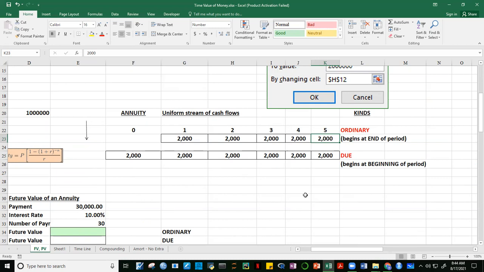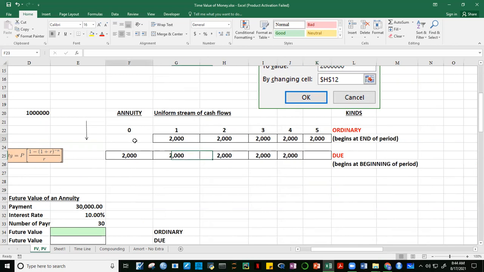Now, there are two kinds of annuity, we have two types of annuity. You have annuity ordinary and annuity due. The difference is that annuity ordinary begins at the end of the period. So from year 0, at the end of year 0 is year 1, that's where the cash flow starts. Okay, here is where we started, but the cash flow isn't immediate. It's at the end of the period. So it starts here. This is called an annuity ordinary.